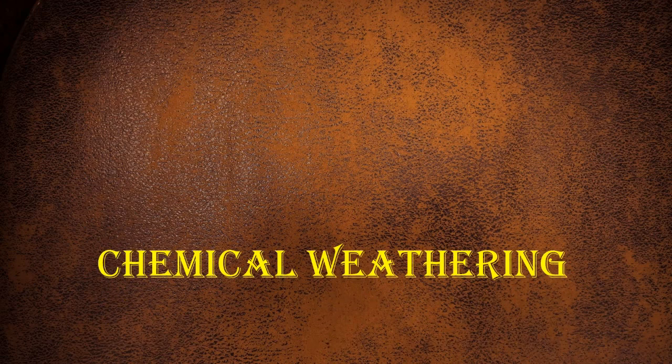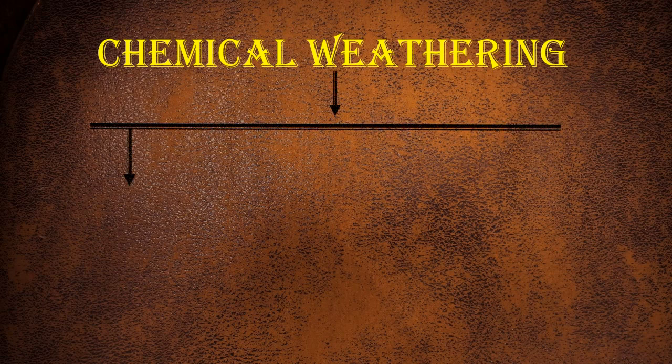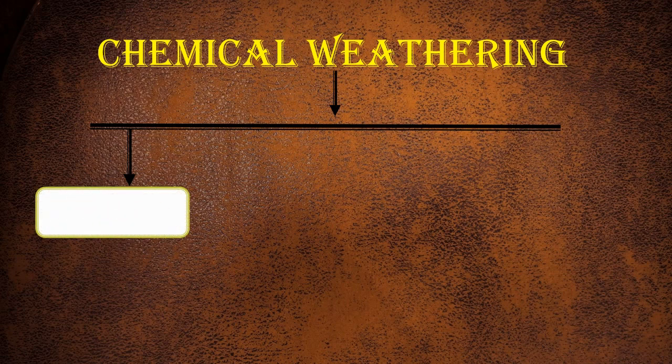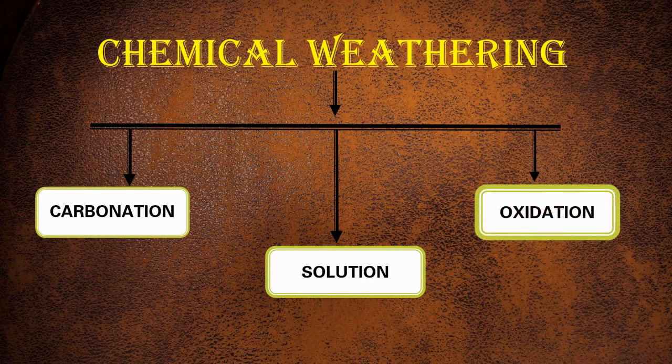So students, as we know, in the areas that receive heavy rainfall, chemical weathering occurs. In such areas with heavy rainfall, chemical weathering occurs in three ways. Let's see what they are. Carbonation, solution, and then we have oxidation. Let's see in detail about carbonation with the help of examples.